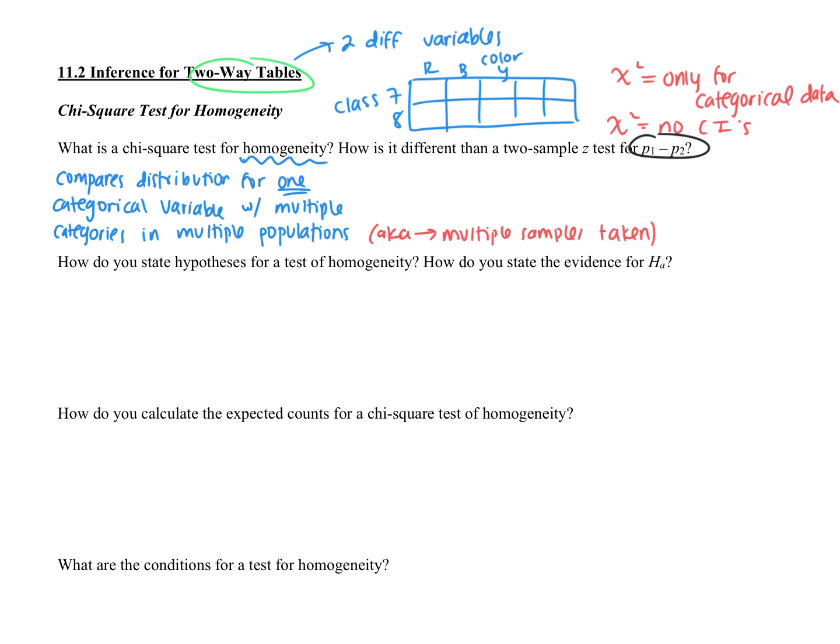How is this different from P1 minus P2? P1 minus P2 is exactly two categories and exactly two groups. So exactly two populations, and in those populations, there's only two options. So a chi-square test for homogeneity just is more general.